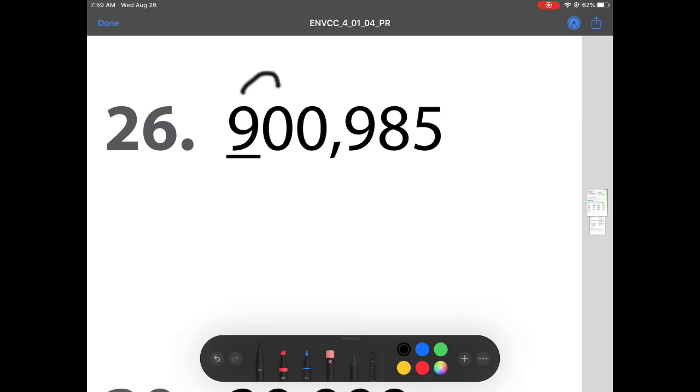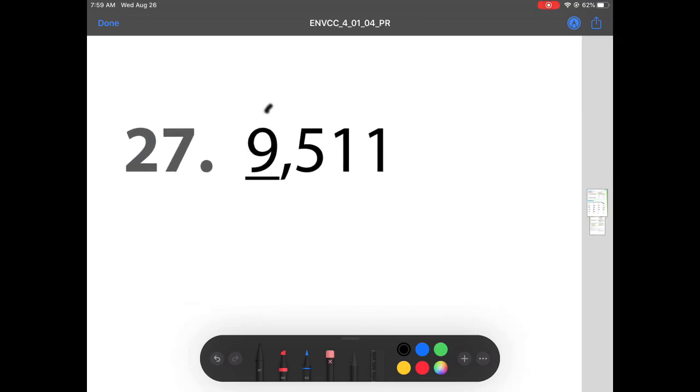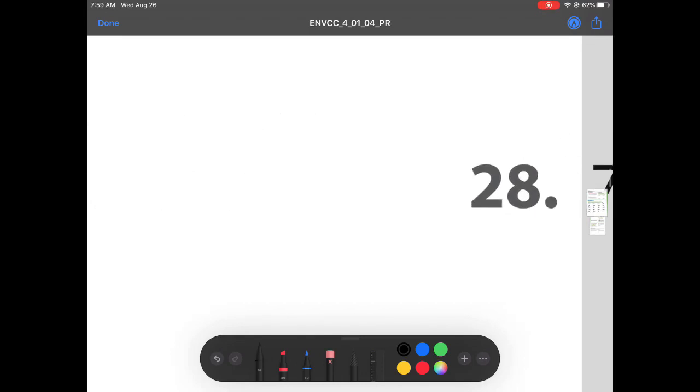Number 26, go next door. It's 4 or less, so we let it rest. So this 9 is going to rest and stay as 9. It's going to stay the same number, and then we look to the right, put zeros in sight. This next one, we go next door. It's 5 or more, so we add 1. What is 9 plus 1? Well, that's 10. So I'm just rewriting it as 10 right here. Look to the right, put zeros in sight.